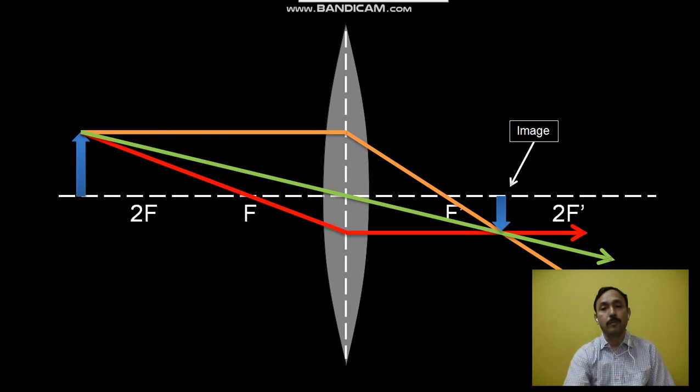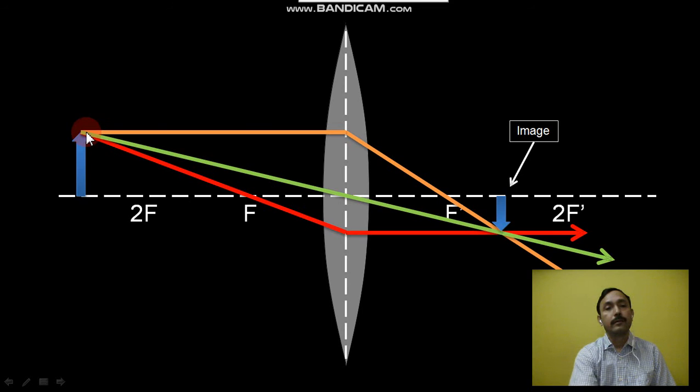Now, how is the image formed? If this is the object, then the optic ray coming from the tip of the object passes along this direction. This is the green one. The focal ray coming from this point and passing through the secondary focal point will be refracted parallel to the optic axis. So they will intersect at this point.